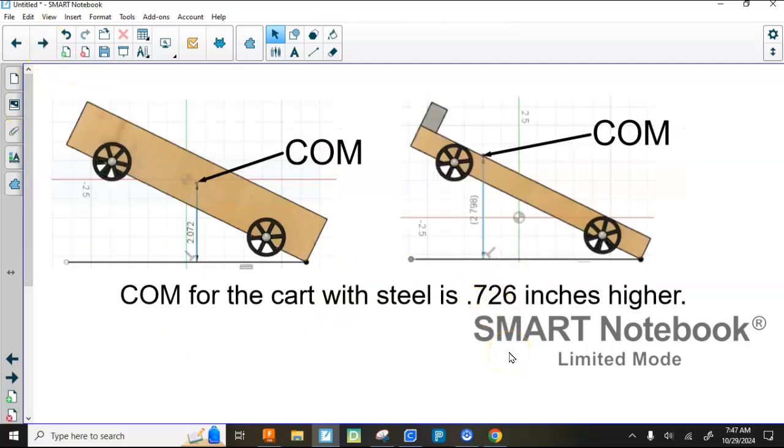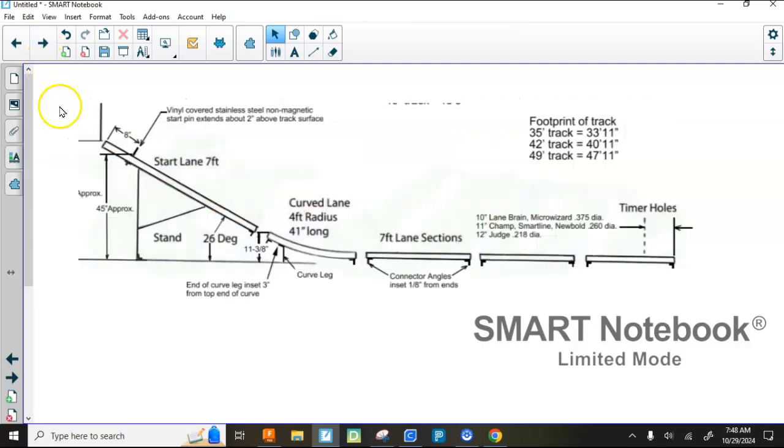When I place it on a track at a 26-degree angle, you can see the center of mass is now higher. The center of mass is, in this scenario, 2.072 inches above the starting point of the bottom of the car, and here it is 2.798 inches above the starting point, the bottom front of the car. So I picked up about 3/4 of an inch higher in this scenario.